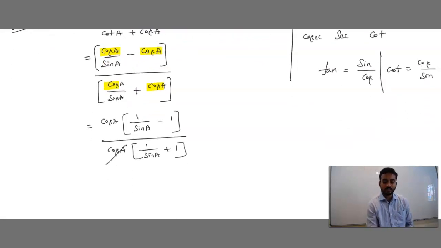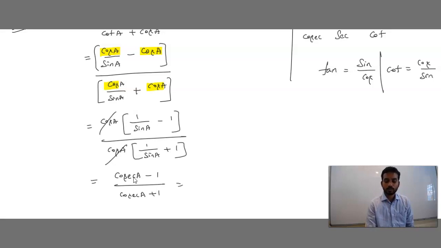Now we can see this cos A and this cos A get cancelled. So what is left out? 1 by sin A. So what is 1 by sin A? Cosecant A. Minus 1 divided by 1 by sin A plus 1 is cosecant A minus 1 by cosecant A plus 1. This is RHS. So therefore, LHS is equal to RHS. Hence, I hope you have understood this.